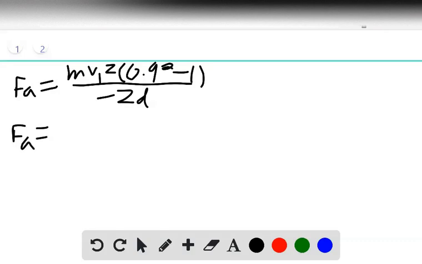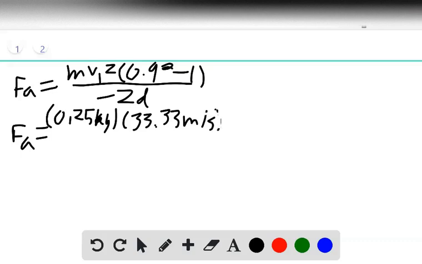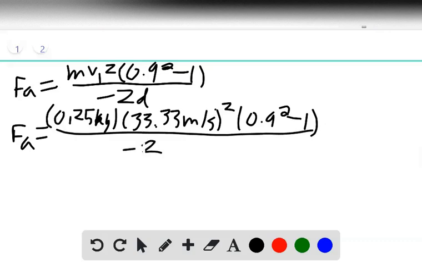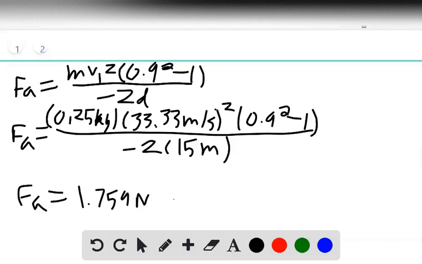Now we plug the rest of our numbers in. F_A equals 0.25 kilograms times 33.33 meters per second squared, times 0.9 squared minus 1, all over minus 2 times 15 meters. So F of air is equal to 1.759 newtons, and with sig figs it's going to give us 1.8 newtons.